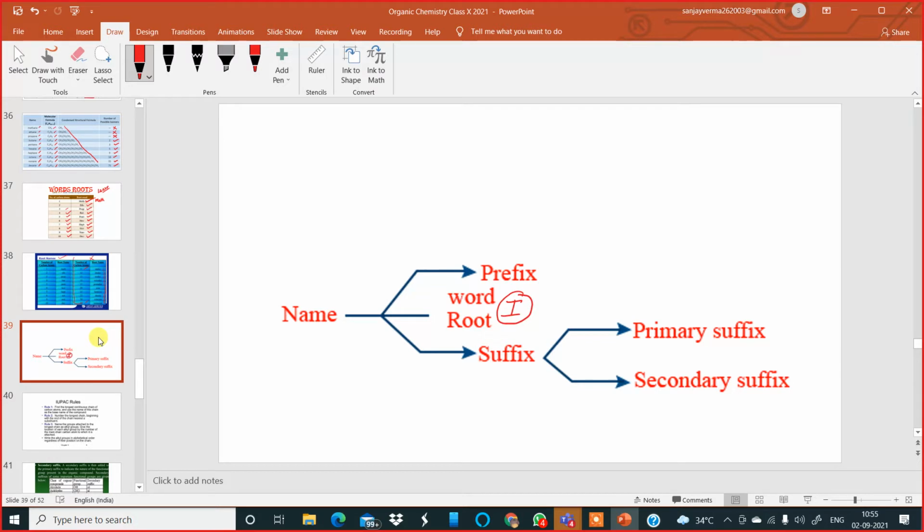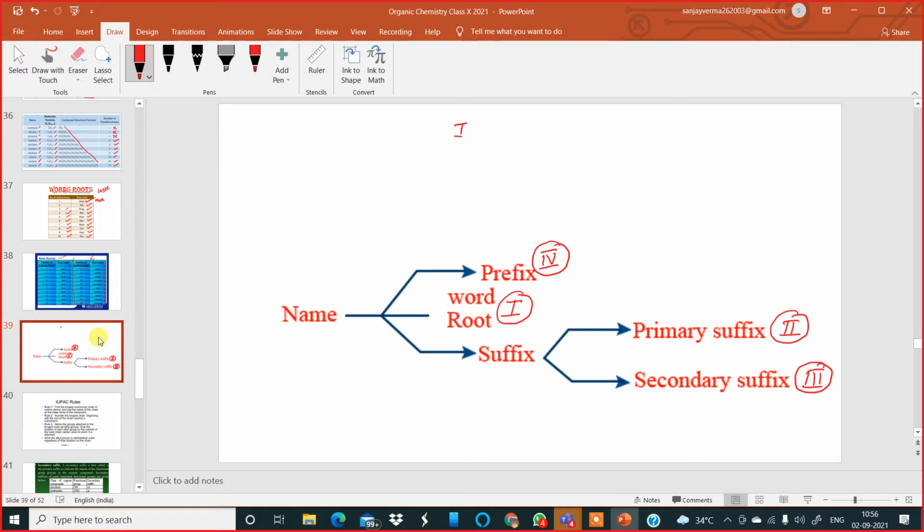The second thing that should come to your mind is primary suffix. The third thing that should come to your mind is secondary suffix. And the last one is prefix, which should come to your mind. Now, this one, I am going to write it in correct order.